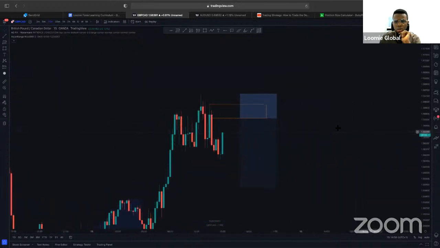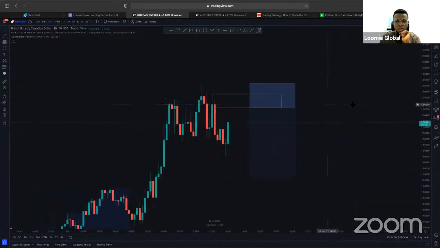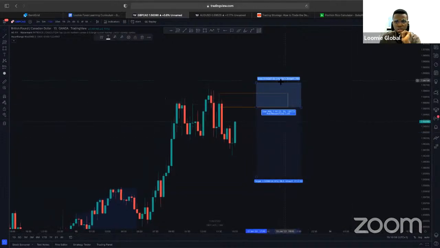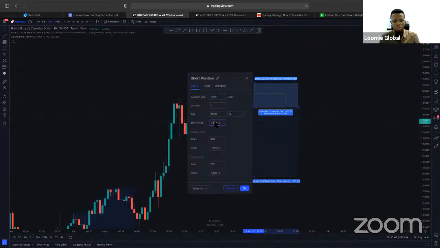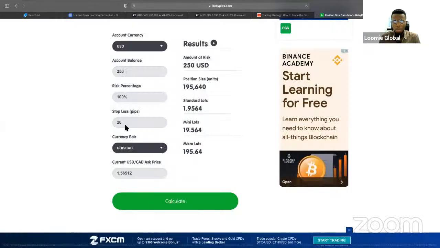So very quickly, I want us to calculate our risk. I want us to risk just $50 on this trade. So this is a 20.7 pip stop loss. I'm going to copy my entry from here, paste it here. I want to risk $50, and I'm risking 100% of that amount. The stop loss is 20.7, and this is the pair, this is the entry price. I'm going to calculate. So we're going to use 0.378.